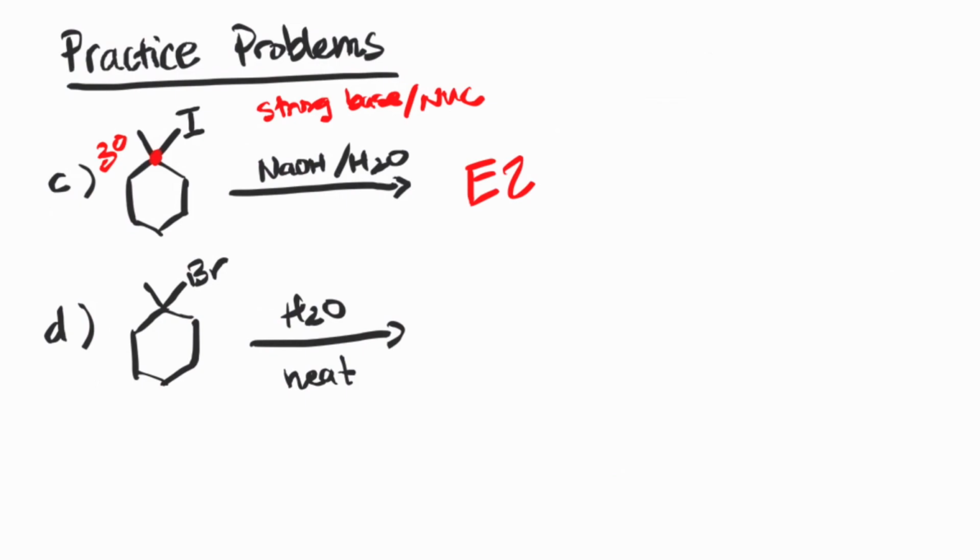So we'll take a look at the base. We know that the base is small, so it's not bulky. Therefore, our major product will be an elimination product, but the Zaitsev product can go ahead and sneak itself in there to give us the most substituted alkene product.